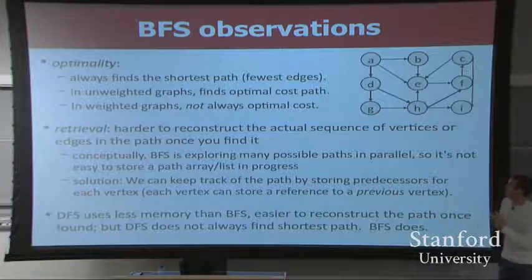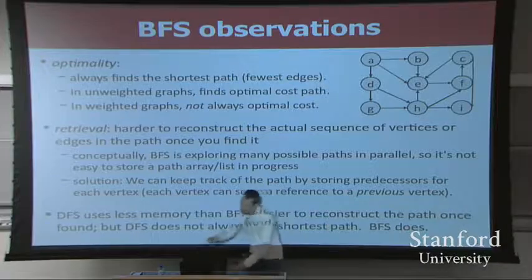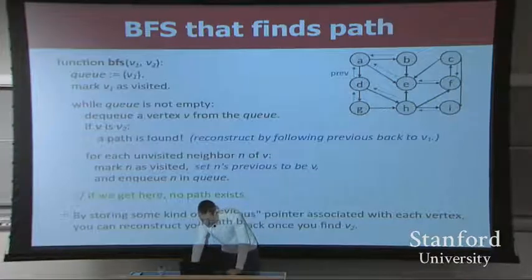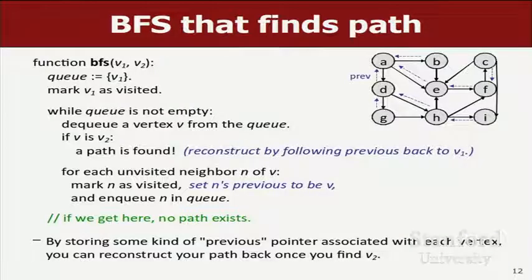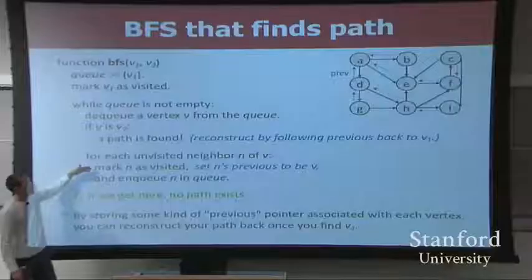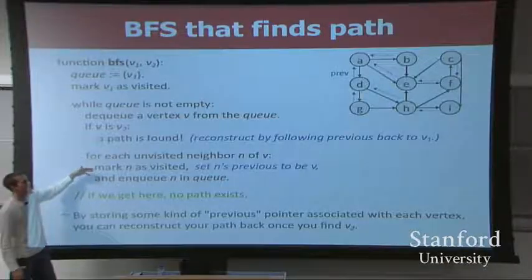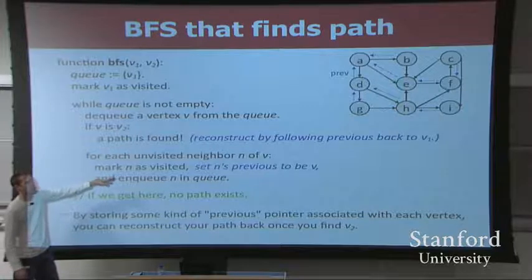OK. So let me see if I can show you the version of this that has those previous pointers. Here, there we go. Now, this version of the algorithm is basically the same. The one thing that I added was when you are enqueuing new vertexes into the algorithm, you say, hey, I got to that new vertex from V. V's neighbor is N. That's how I found N. So I'm going to tell N that his previous vertex is V.